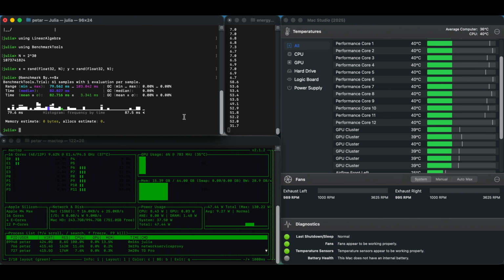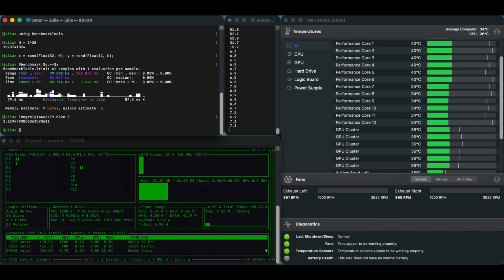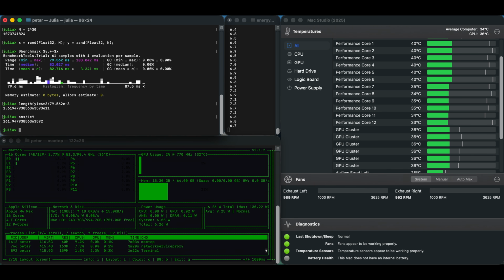Instead, we will use our observed runtime and convert it into bandwidth using the formula: length of the vector y times 4 bytes times 3. Here's why. Each element is a Float32, so that's 4 bytes. For every operation, we read x, read y, and write back to y. That's 3 memory operations per element. Multiply that by the vector length, divide by time, and you get total bytes per second. Using the fastest observed time, this gives us about 162 gigabytes per second, which is the single-core bandwidth.